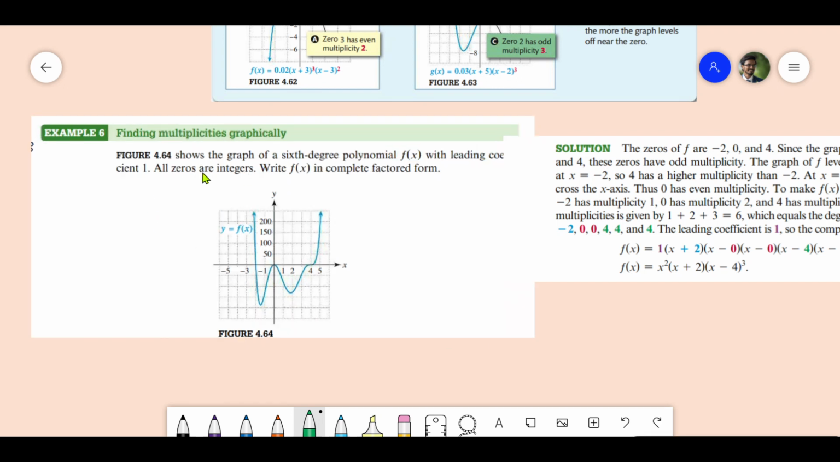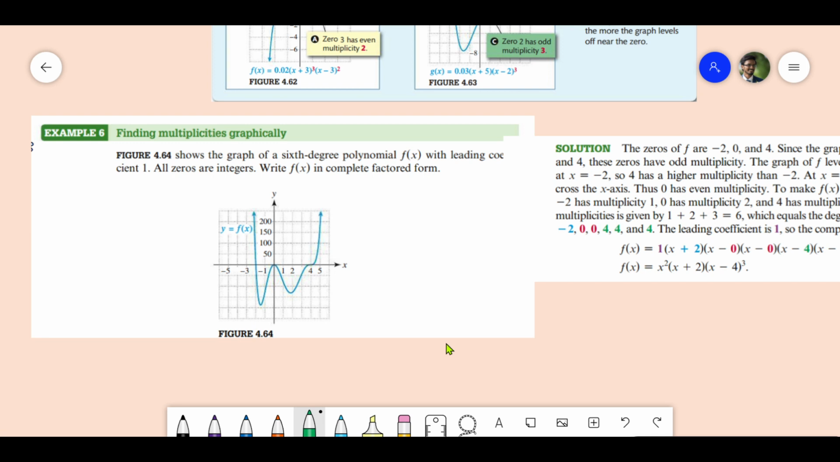So here you have a graph of a sixth degree polynomial, okay? So the degree of the polynomial is 6 with leading coefficient 1. So the highest degree term has 1 as the coefficient. All zeros are integers. So it says all zeros of the polynomial are integers. That means you can apply the complete factored form, right?